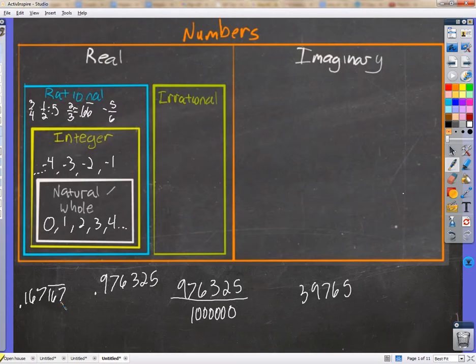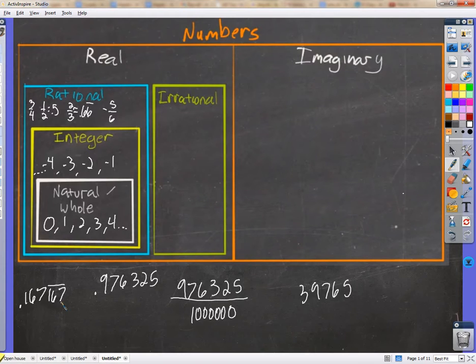There are decimals that don't end and don't have a pattern. Anybody think of one? You know one? Oh, you're raising your hand. The pretty famous one, what was that? You said. I heard it. What is it?